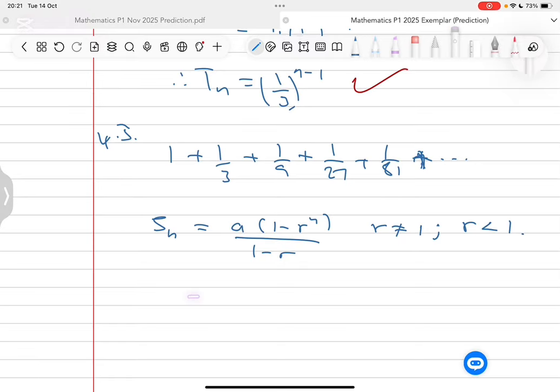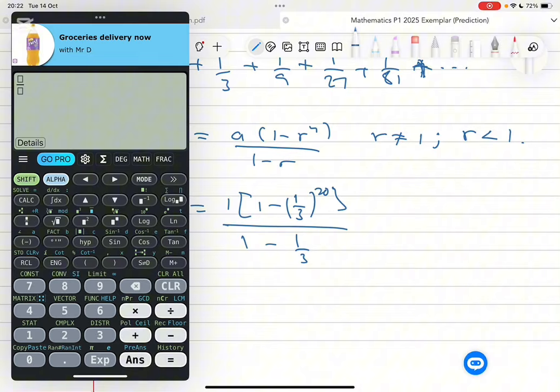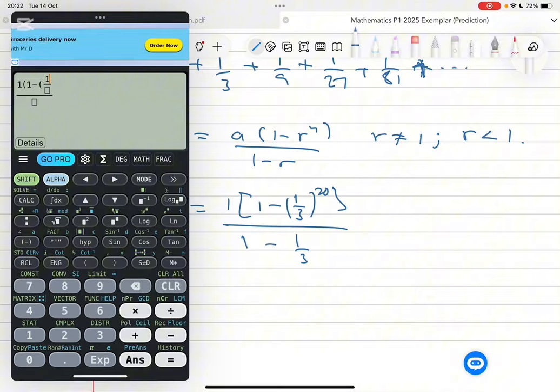Now from here, this becomes a really substitution problem where we say the first term is 1, and here I'm going to have 1 minus (1/3)^20, because we're looking at the sum of the first 20 terms, all over 1 minus 1/3. And now this question from this point on becomes really boring, because we're going to use a calculator to find our answer.